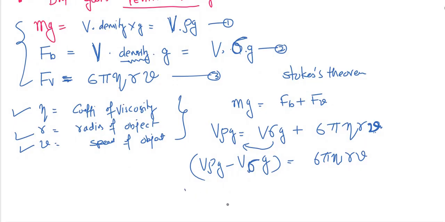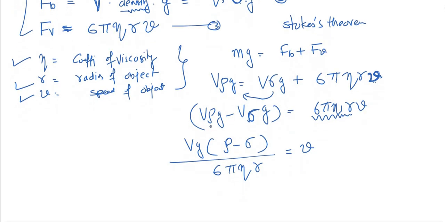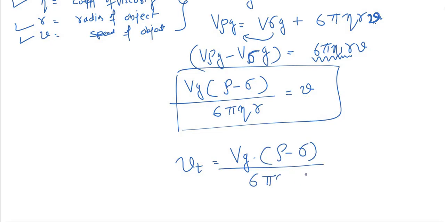So what will we get here? V and g are common, so we get V g into (rho minus sigma) divided by 6 pi eta r is equal to v. What I did is that 6 pi eta r went down. So this is the expression for terminal velocity. We can write it this way: Vt is equal to V into g into (rho minus sigma) divided by 6 pi eta r.